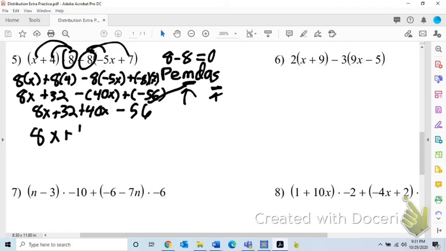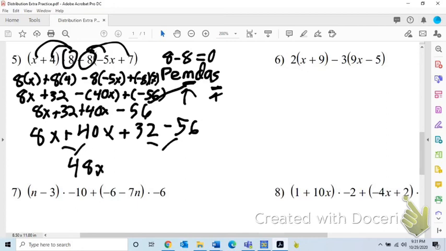8x plus 40x plus 32 minus 56. Combine like terms. 48x minus 24.